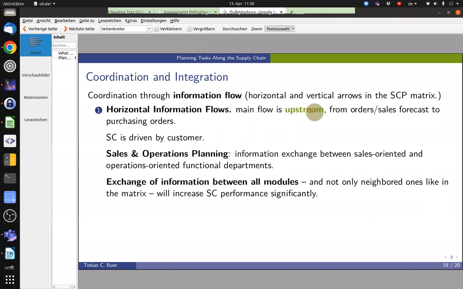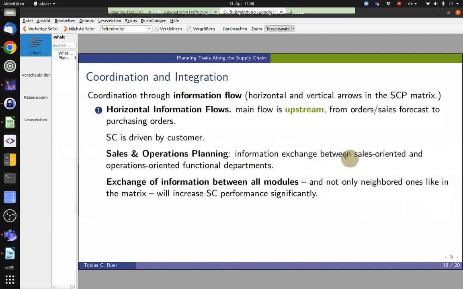If we follow this upstream information exchange, then our supply chain is driven by the customer, which may be good, but it does not have to be this way. And in order to facilitate this flow of information, there's something that is called sales and operation planning.